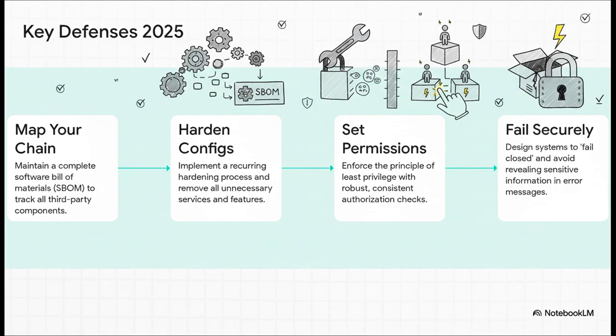Second, for misconfigurations, you need a constant process of hardening. That means regularly checking settings, turning off features you don't use, basically getting rid of anything that isn't absolutely necessary. Third, to nail access control, you've got to live by the principle of least privilege. Only give users and systems the exact permissions they need to do their job, and nothing more. And finally, to handle those exceptions safely, design your systems to fail closed. That means security is the default state, even when things go haywire.